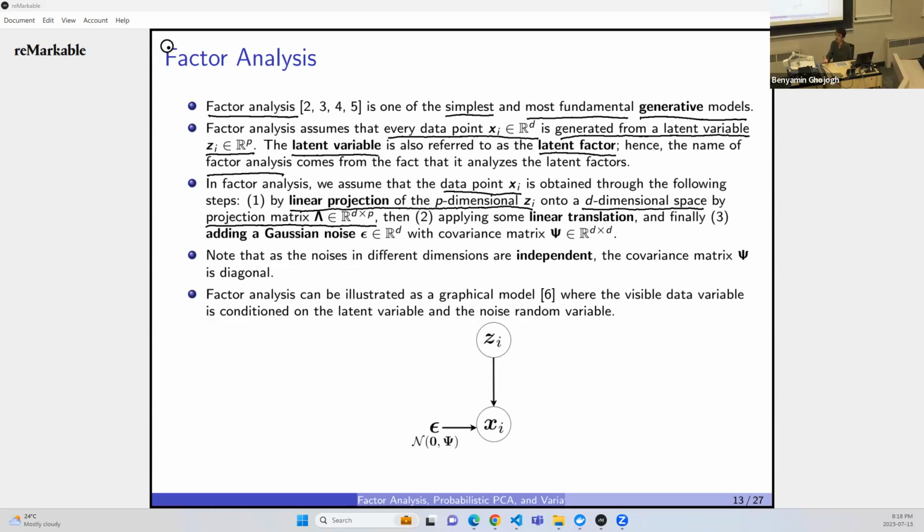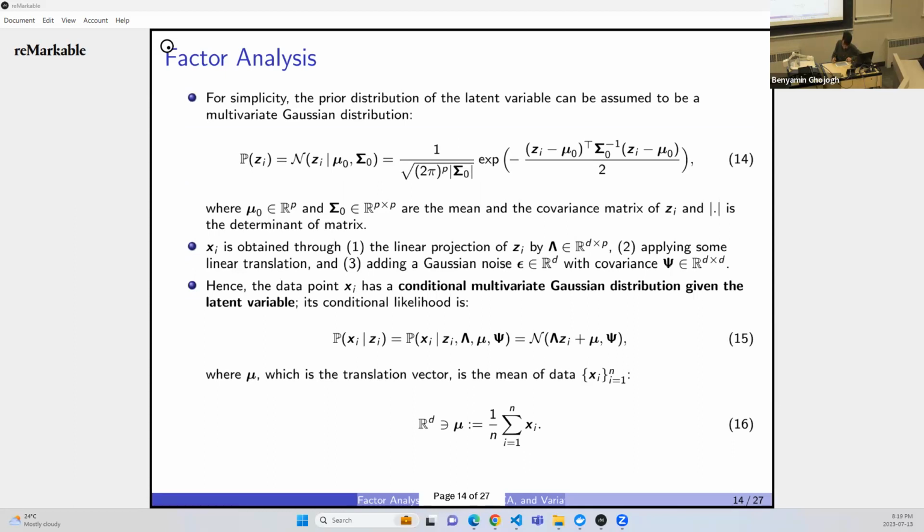You know, linear projection, we have seen it a lot in this course. So by linear projection of Zi, we get something, then we add some linear translation. And then we add some Gaussian noise epsilon, which is also a vector of noise with some covariance matrix, d by d. As it is a vector, it doesn't have a variance, it has a covariance matrix, which is d by d. Its covariance matrix is denoted by psi. So what I said is this. Yeah, here it is.